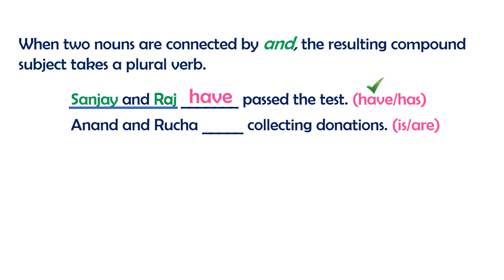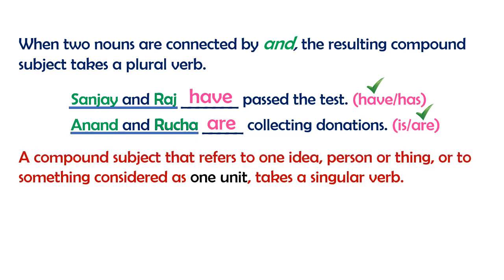Anand and Rucha. It is a compound subject. 2 subjects are connected with and. Since there are 2 subjects, it is considered as plural. So we have to use the plural verb. Anand and Rucha are collecting donations.